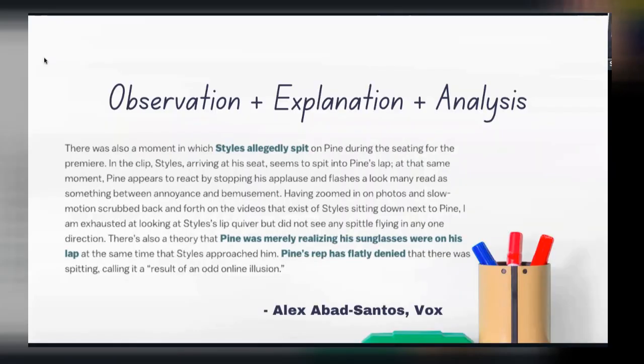Let's look at a few mentor texts to see how this is done when summarizing an event. So whenever you're summarizing events in your writing, you'll notice that summaries seem to typically follow a pattern of sorts. So we'll look at two patterns that you can use to summarize an event today. The first is observation, explanation, and analysis.